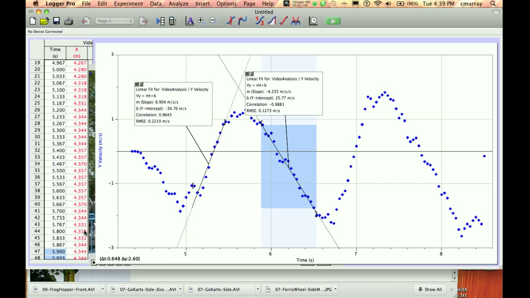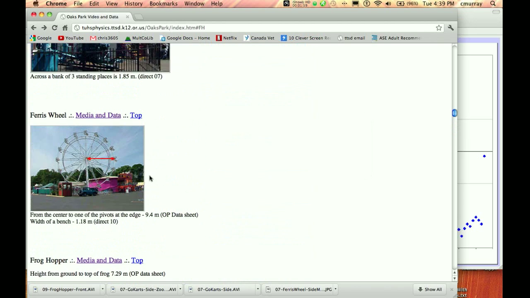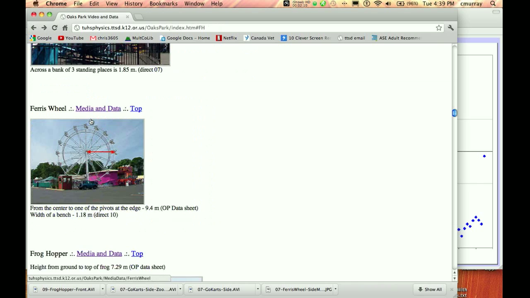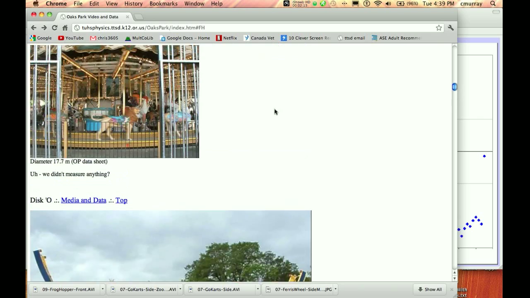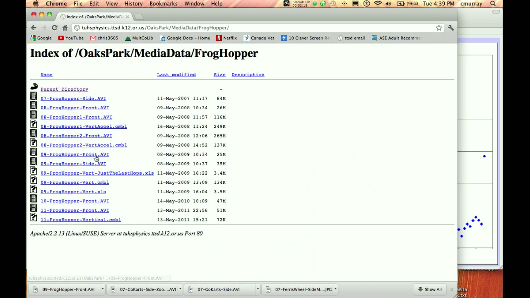Now, by the way, just for fun, we can actually go back to that website, and in that folder for this thing, you'll probably find that there's data. There's this CMBL, whatever, and Ferris wheel. Why are we looking at the Ferris wheel? Because we did look at the Ferris wheel. Okay, let's go to the top. We want to go to the Froghopper. If you go in there, you'll see these CMBL files, the vertical ones. These show you the actual data from an electronic accelerometer.